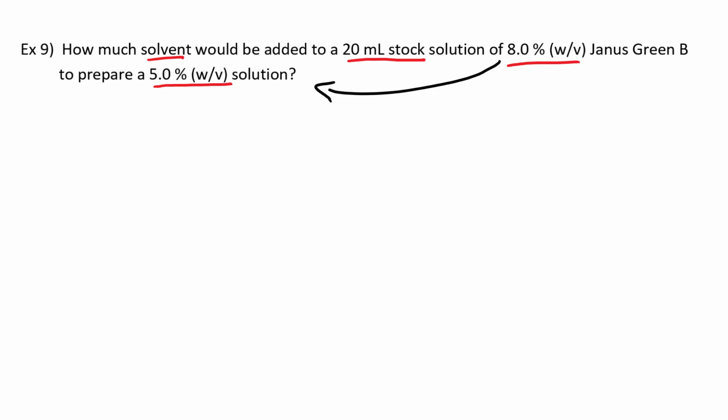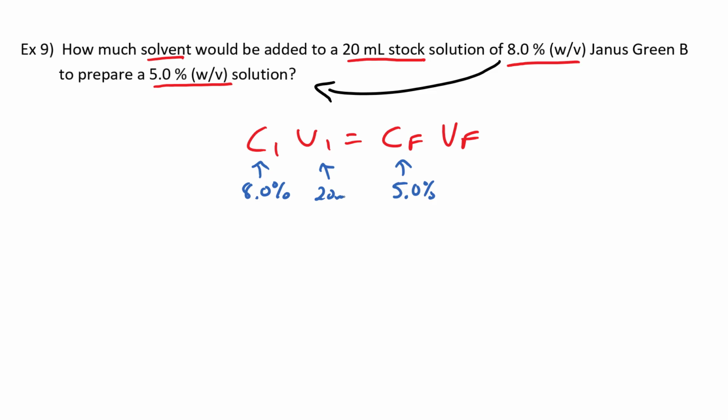Let's take this up. C1V1 equals CFVF. Again, this is our dilution formula. I'm given concentration 1. My initial concentration was 8%. I'm given my final concentration of 5%. I'm given my initial volume of 20 mils. What I don't know is my final volume.